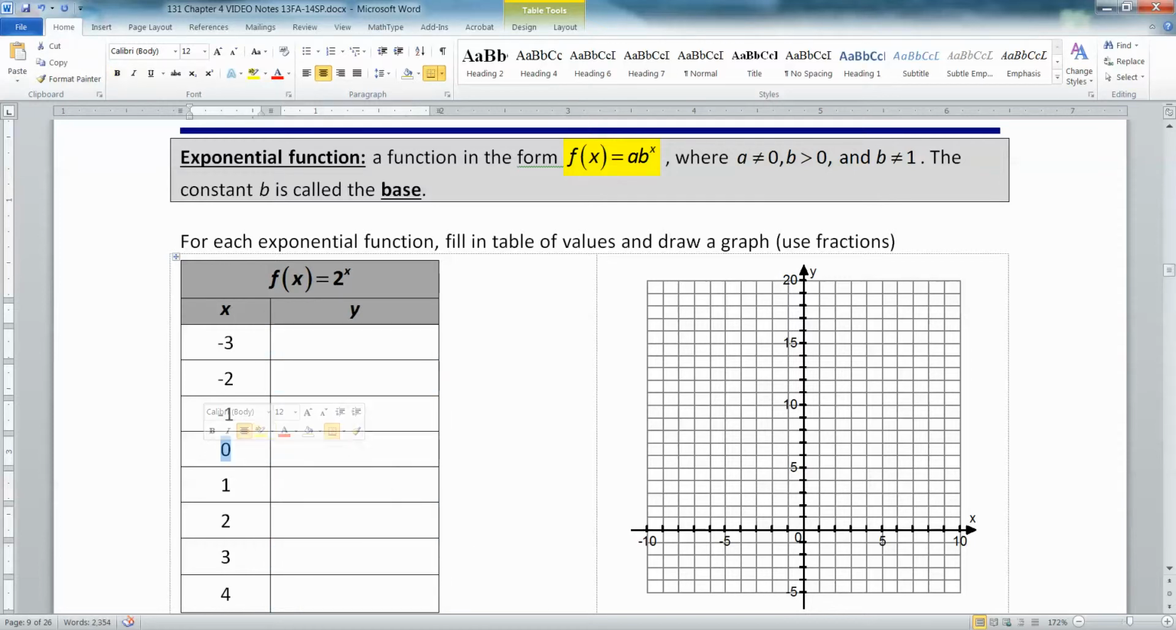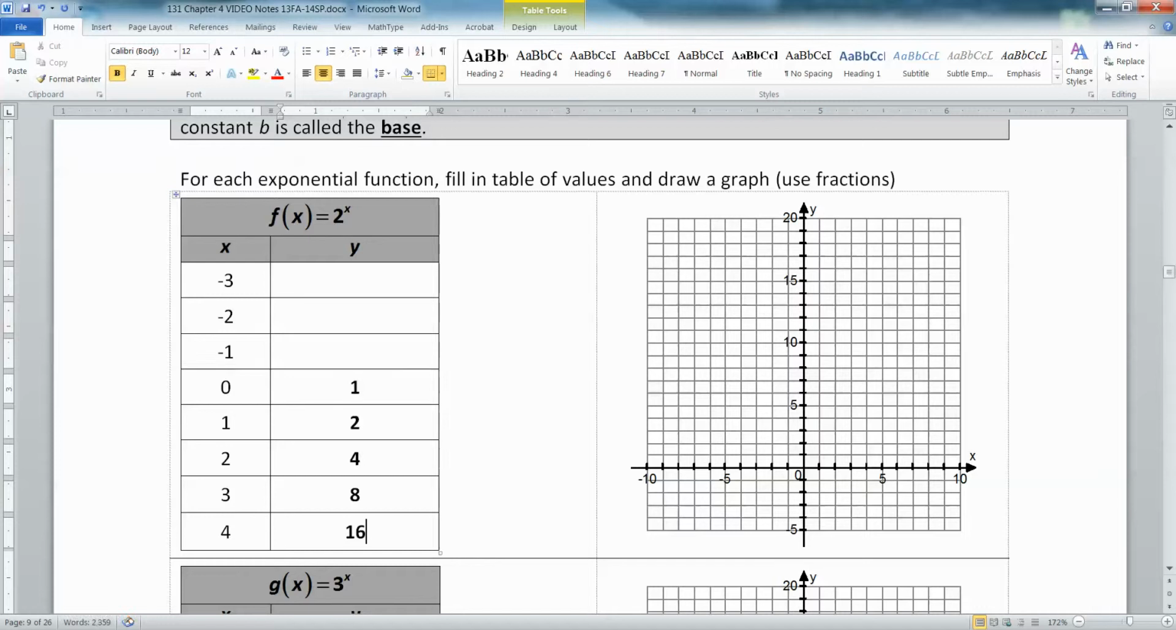So for example, 2 to the 0 power, well we just learned that in section 4.1, that's 1. 2 to the 1 power is 2. 2 to the 2, that's 4. 2 to the 3, that's 8. That's 2 times 2 times 2. 2 to the 4 is 16. And you can see as we work down this table, we're multiplying by 2, right?